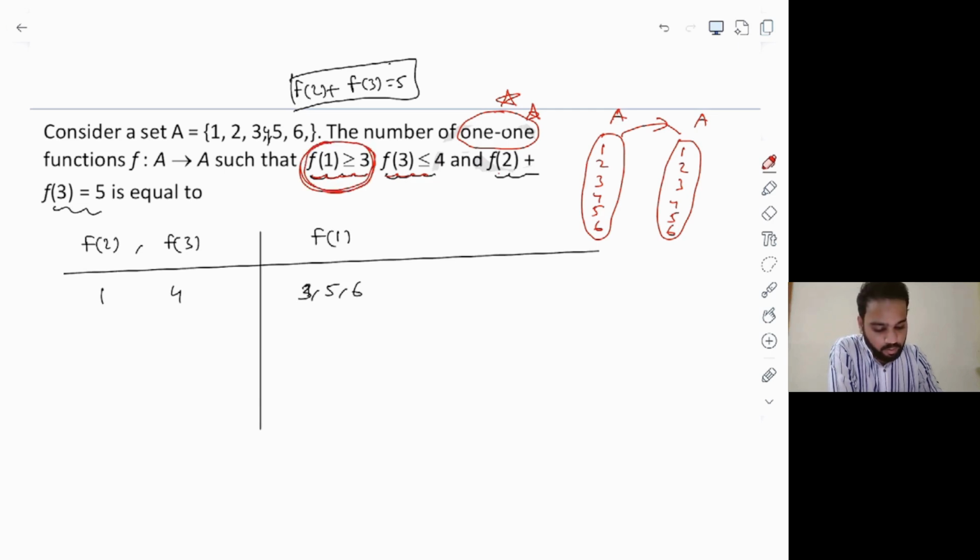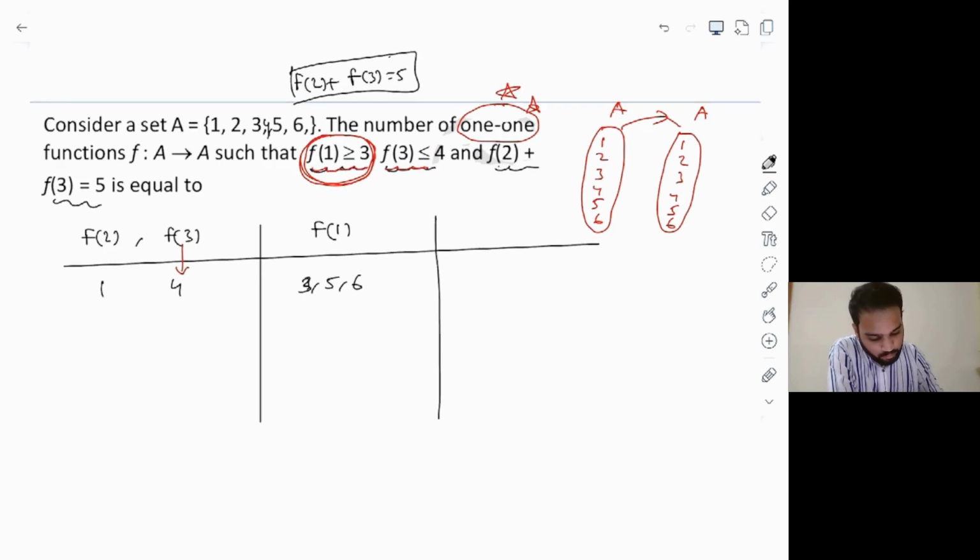Okay, and why did we not take 4 here? Because it is a 1-1 function, right? f of 3 is already mapped to 4, which means f of 1 cannot take 4 in this first case. That is the reason f of 1 has only 3 possibilities here, which makes the first case 3 cases possible in total. Okay, and now let's see the remaining cases.